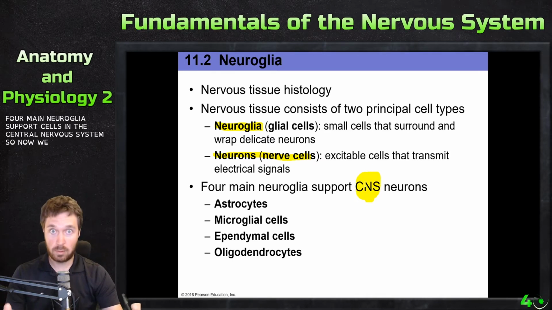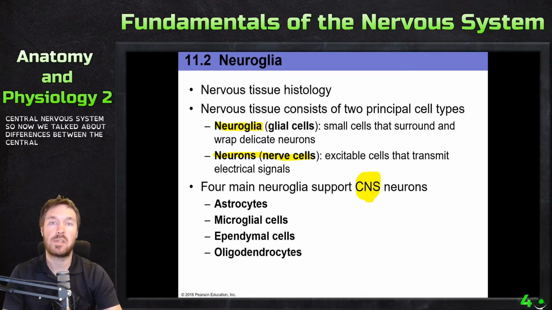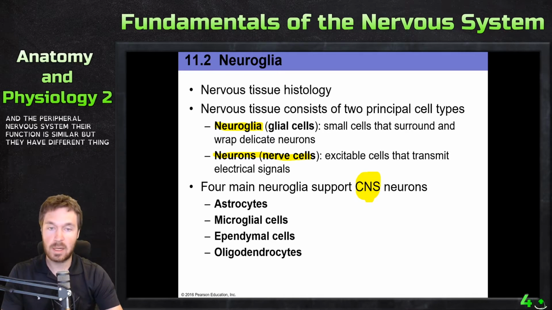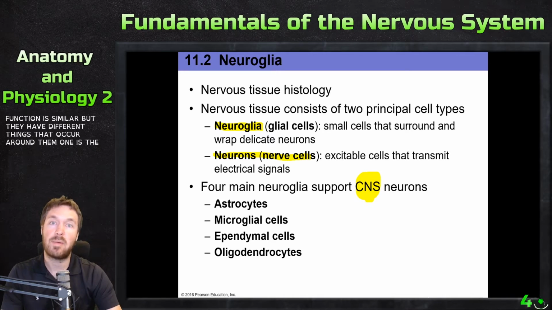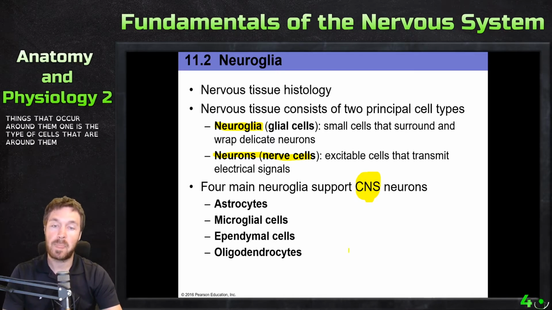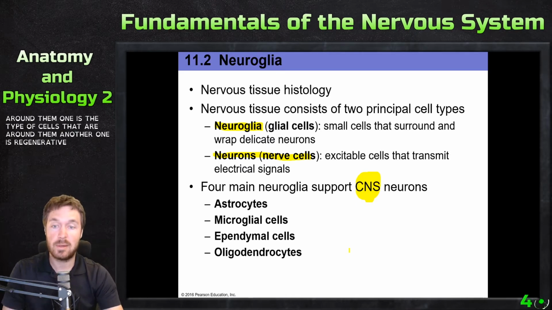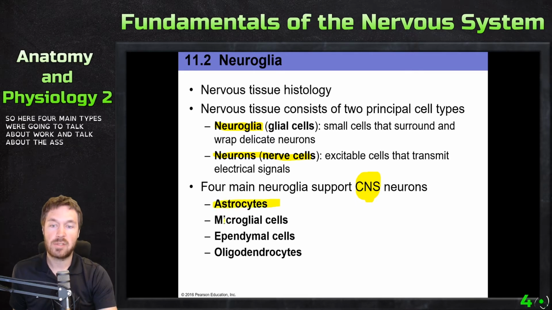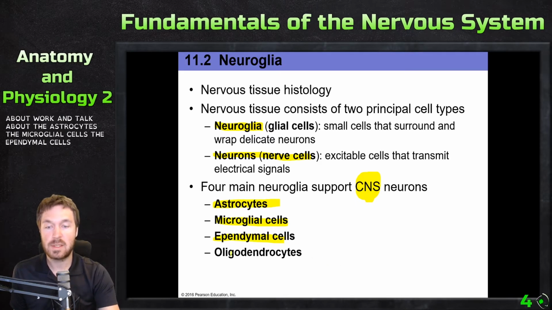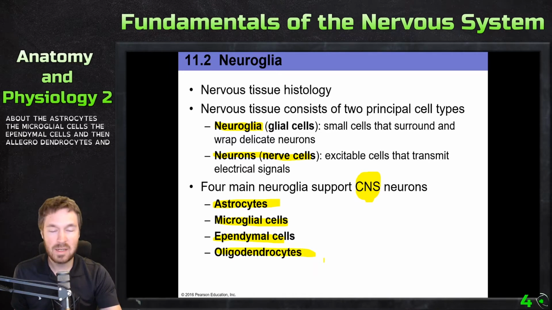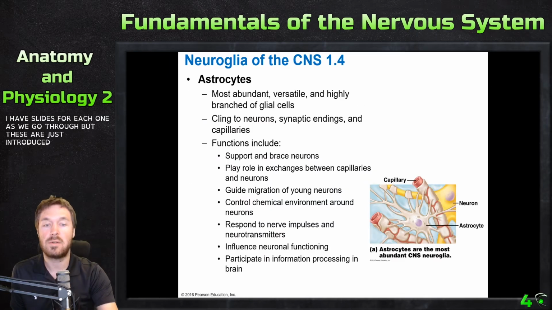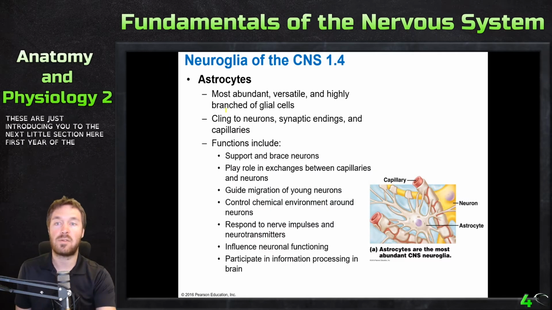So now we're going to be talking about differences between the central nervous system and the peripheral nervous system. Their function is similar, but they have different things that occur around them. One is the type of cells that are around them. Another one is regenerative capability. So here are four main types we're going to talk about. We're going to talk about the astrocytes, the microglial cells, the ependymal cells, and then oligodendrocytes. I'm not going to define them here. I have slides for each one as we go through them, but this is just introducing you to the next little section here. First here are the astrocytes.